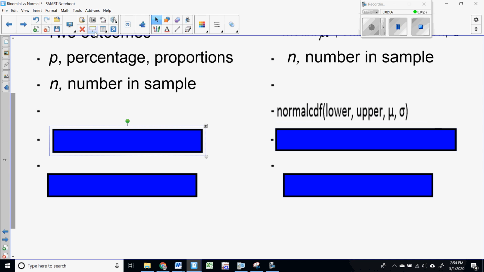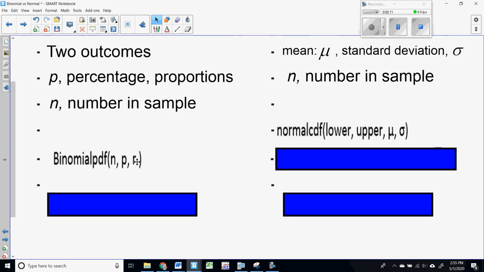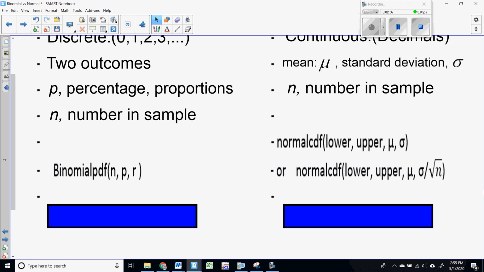To do these on the calculator, we have binomial PDF, which is n, p, r, and normal CDF, which is lower, upper, mu, and sigma. Now let me say right off the bat, I'm going to do everything in this video using the calculator, and I'm going to do a separate video for those of you that do not have a TI-83, explaining how to do everything you need to know for the final exam using the GeoGebra online program. Now, we also could get a sampling distribution, which is when we need to divide our standard deviation by the square root of n. We'll talk about examples where we need to do both of those.